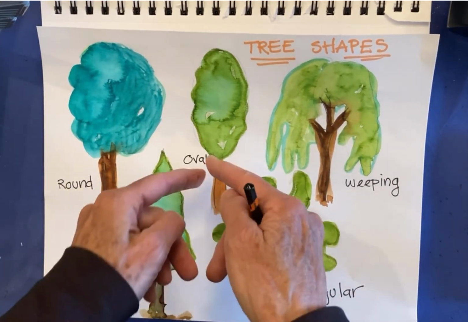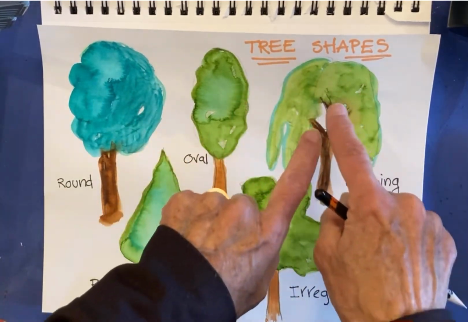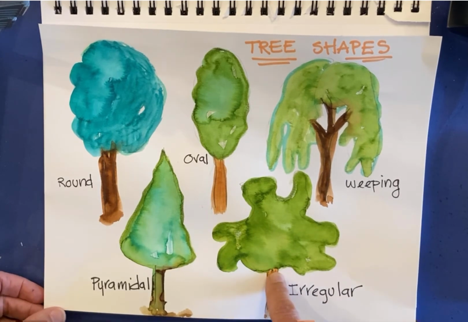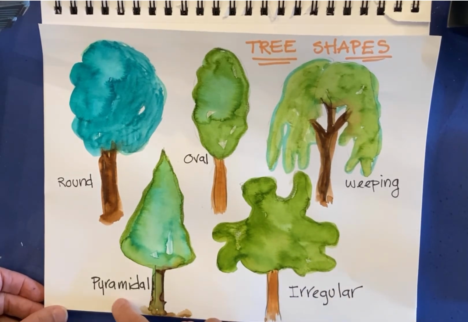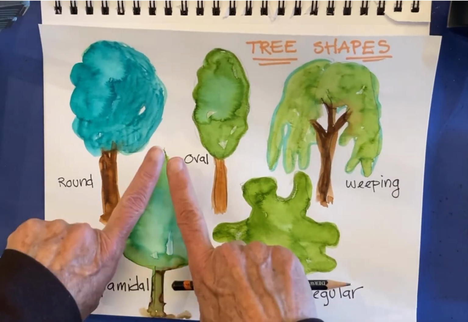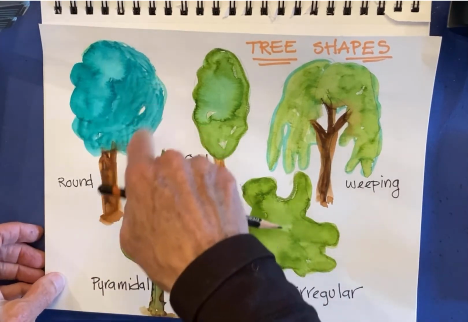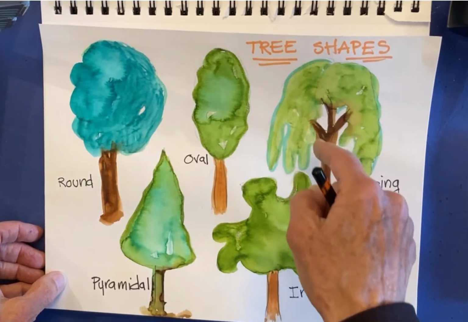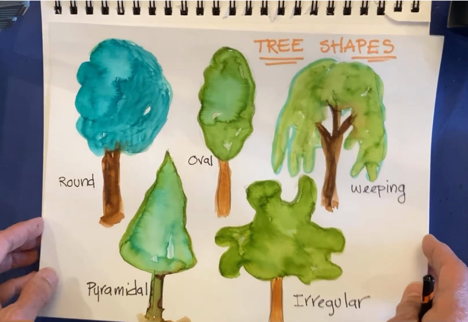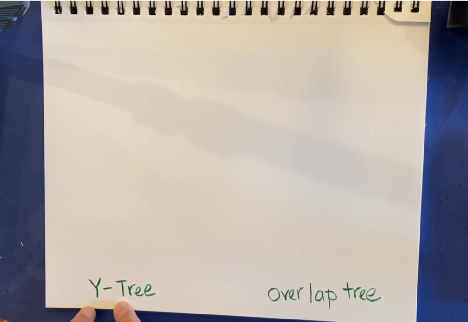There's one that's called oval. There's one that's called weeping. There's one that's called irregular. There's one that's called pyramidal. Think of the word pyramid, triangle. There's even a few other ones. But these are good to know about the shape of the trees so we don't end up only drawing broccoli trees. So a real fun tree to draw is a Y tree.